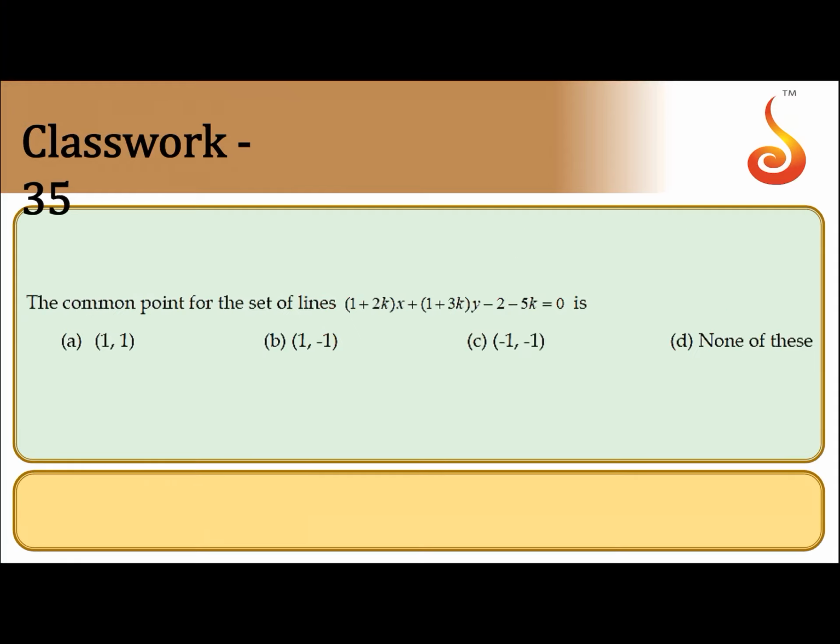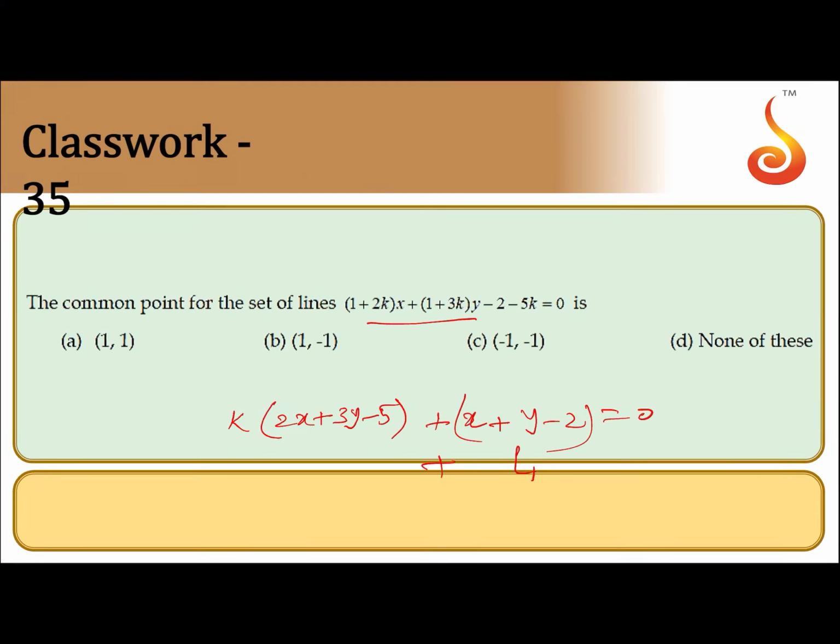Coming to the next, the common point for the set of lines. This is said to be concurrent lines. Rewrite this one, the terms containing k and the terms not containing k. So let me take up the k value. Common k is nothing but 2x plus 3y minus 5. And the terms that do not contain k, this is nothing but x plus y minus 2. That is equal to 0.